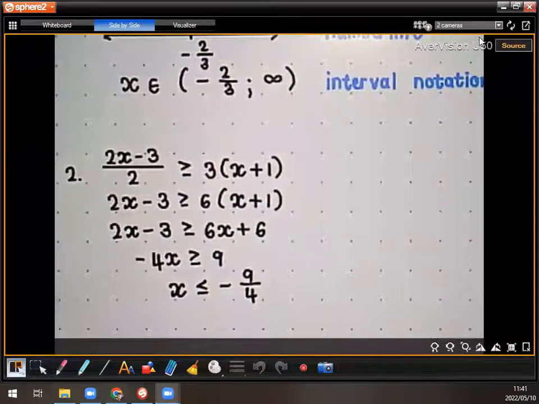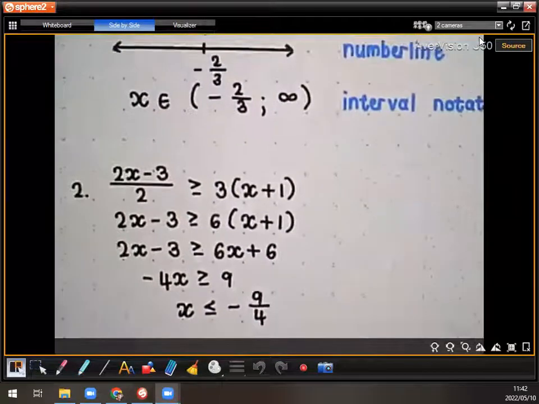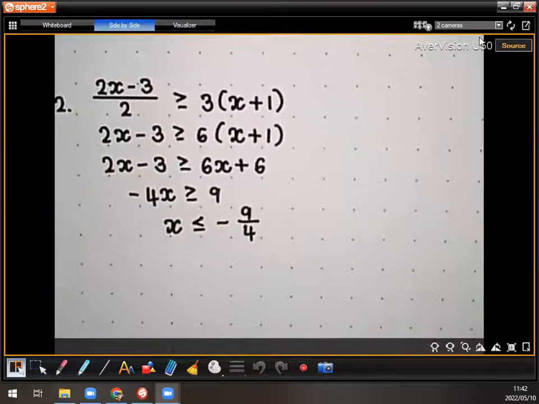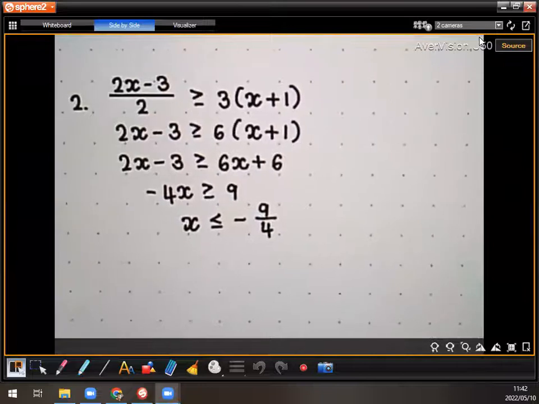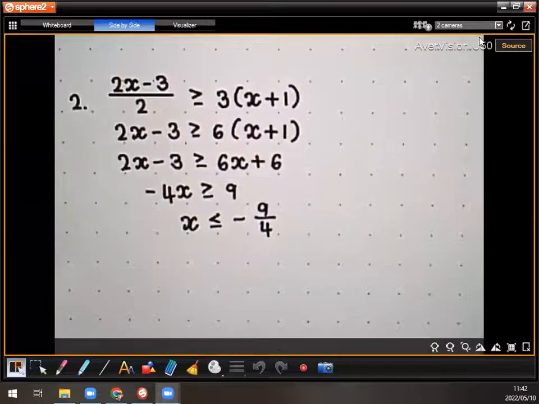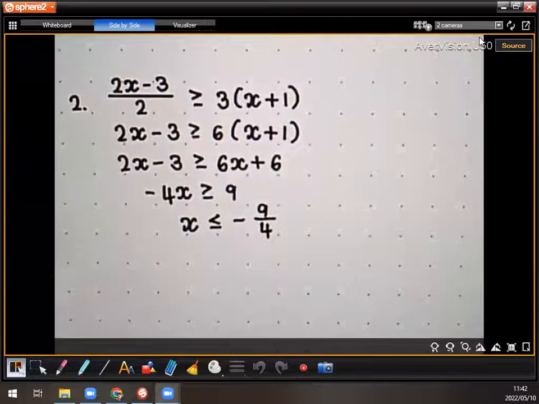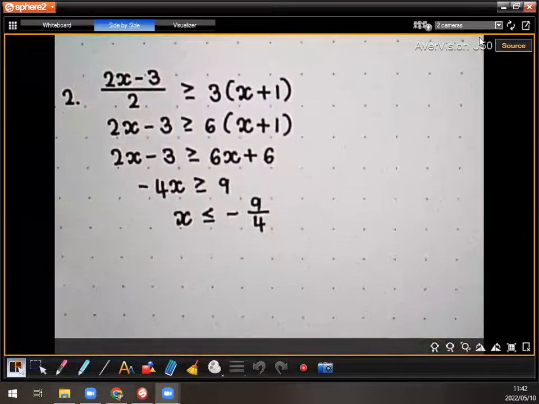Obviously, we also get the ones that have two values, so we'll do that next. That's numbers 3 and 4. But in terms of calculating values, it's exactly the same as solving an equation, except whenever you multiply or divide by a negative number, change the sign. Okay. Inequality notation is done.